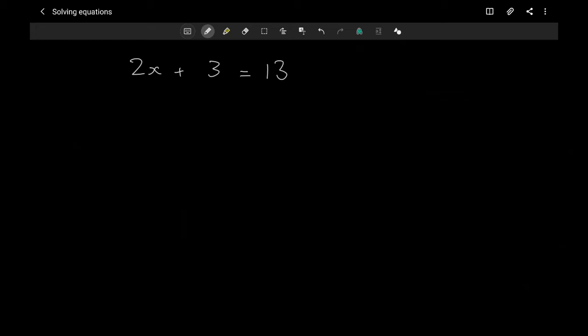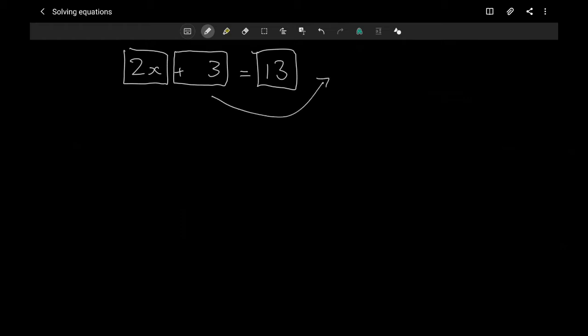So we know the first box is 2x. The second box is plus 3. And the third box is 13. At the moment, we can't separate the 2 and the x. So that's why they're in the same box together. So our only option is to move the plus 3.